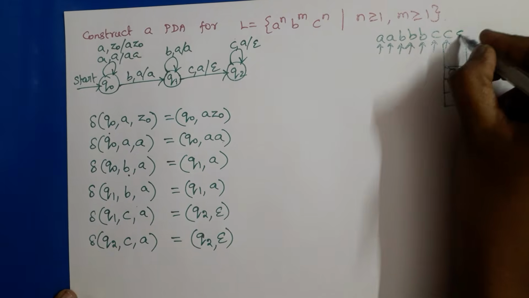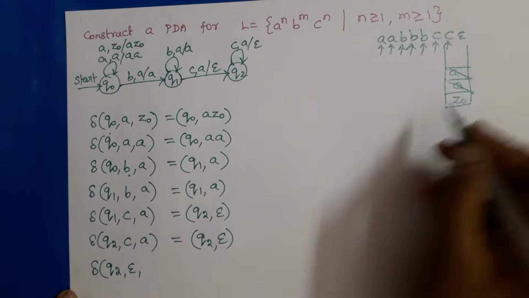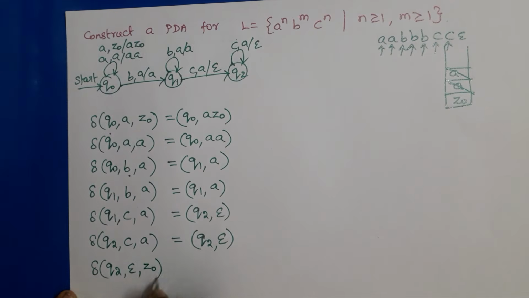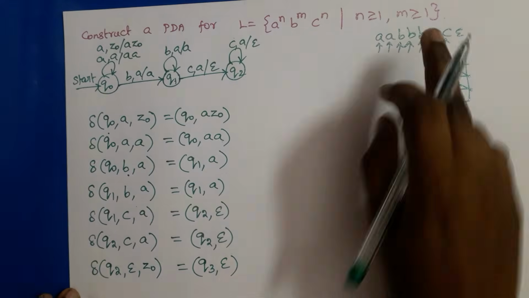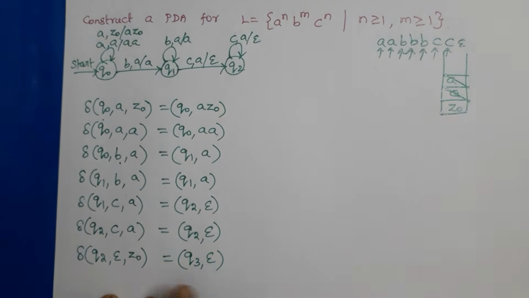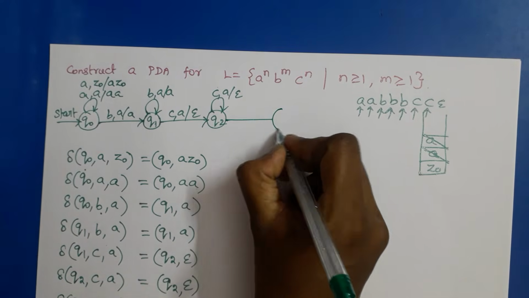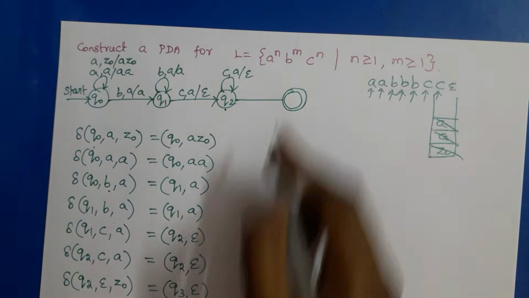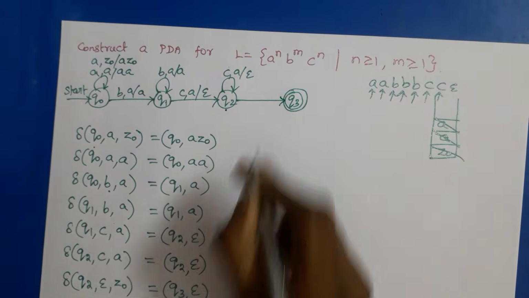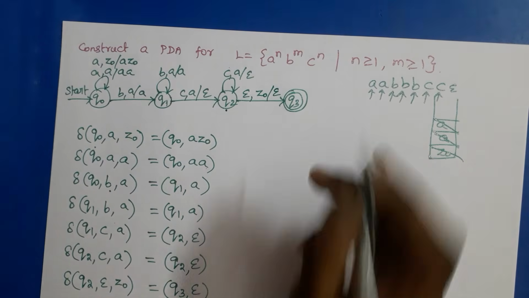So now the next input is epsilon, right? So Q2, epsilon, and the top of the stack is Z0. That means we have to go to the final state, and we can empty the stack, but because it is not mentioned in the question, we can make it go to the final state as well as empty the stack. So the stack is popped. Okay, so Q2 to Q3, draw an edge, and that edge is labeled by epsilon comma Z0 slash epsilon.